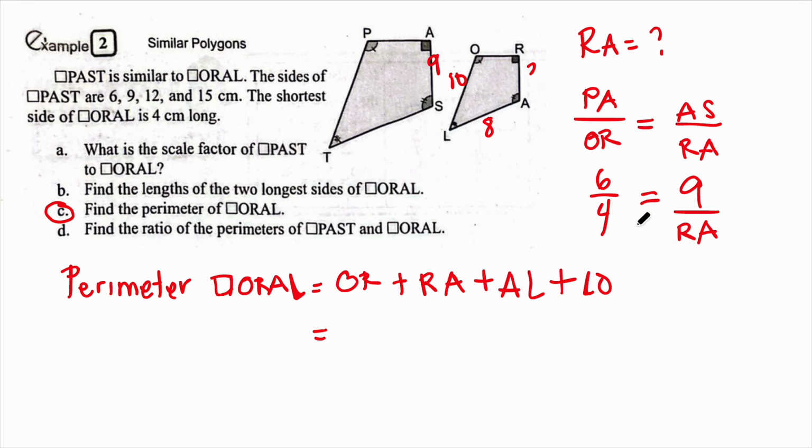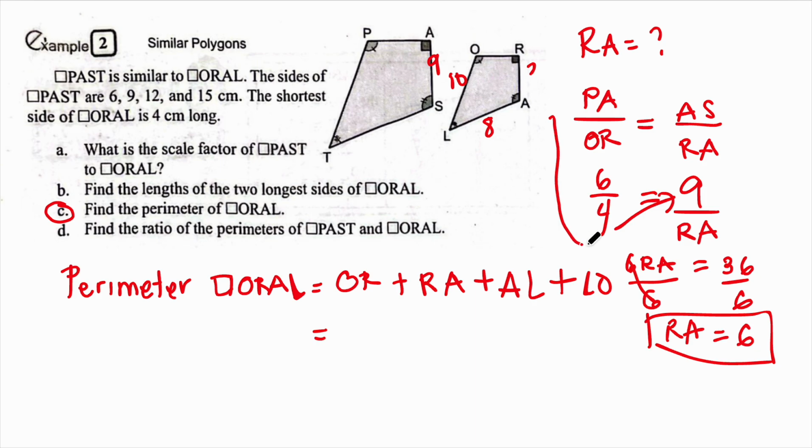By solving this one, you can use the cross multiplication. RA times 6, we have 6 RA. Okay? 6 RA, and that is equal to 36, because 4 times 9, that is 36. Dividing both sides by 6, leaving us RA, that is equal to 6. Okay? So, ilayo muna natin yan. So, meron ka ng RA ngayon. So, RA, the value would be 6.